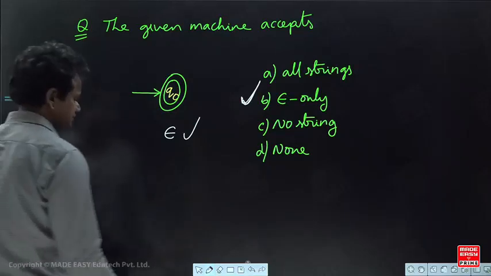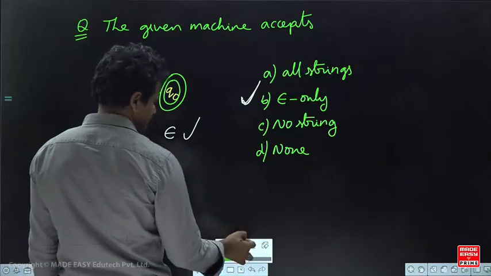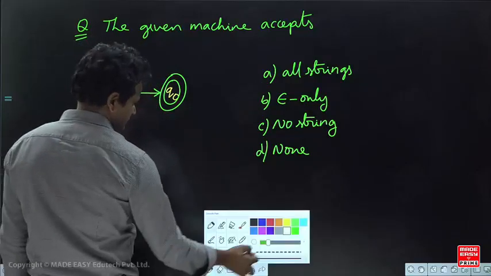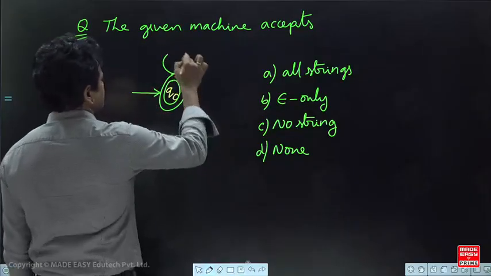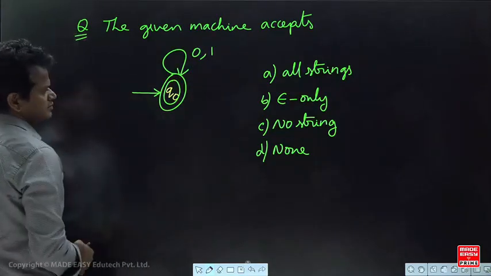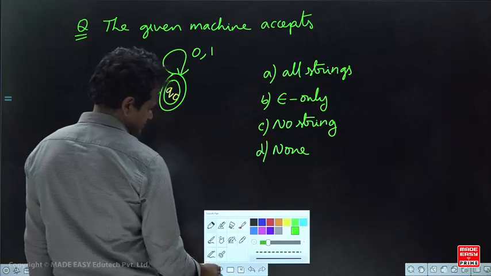Okay? Next question. The given machine accepts. Look at this one. The given machine accepts.